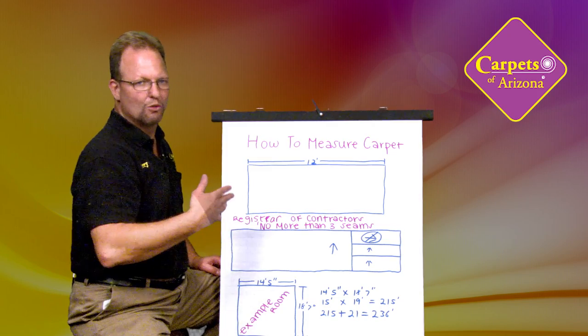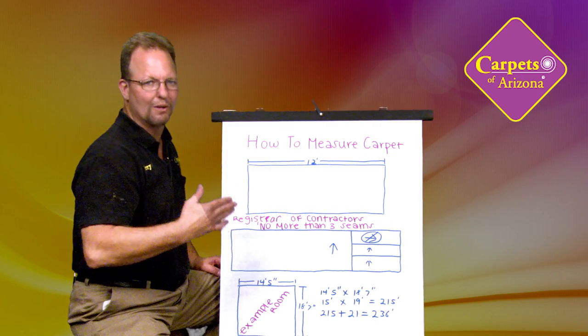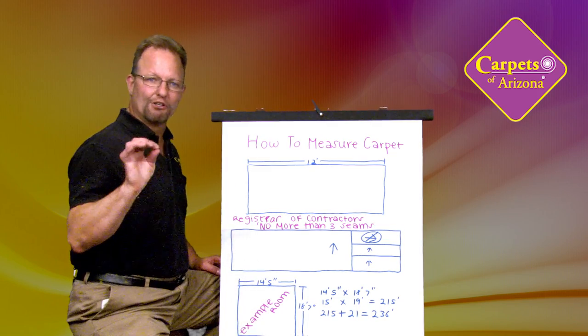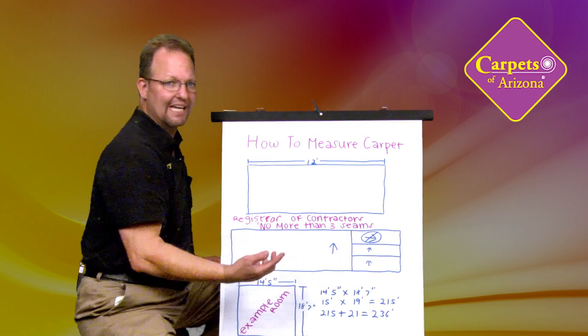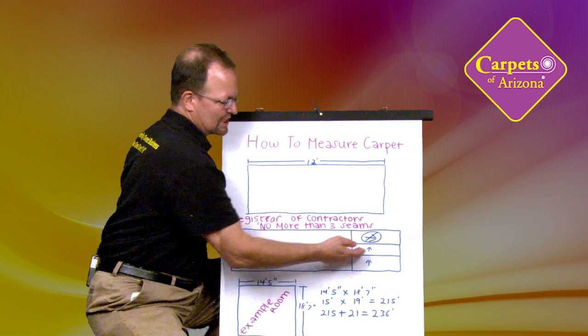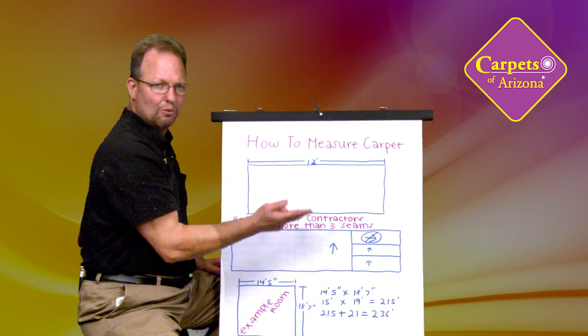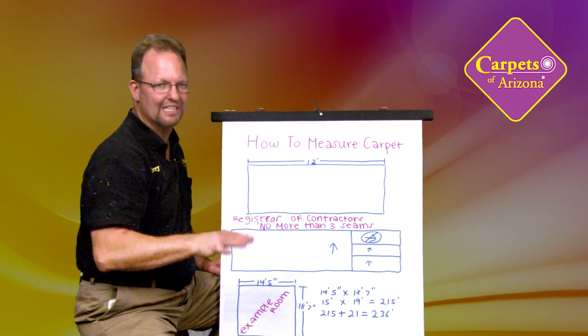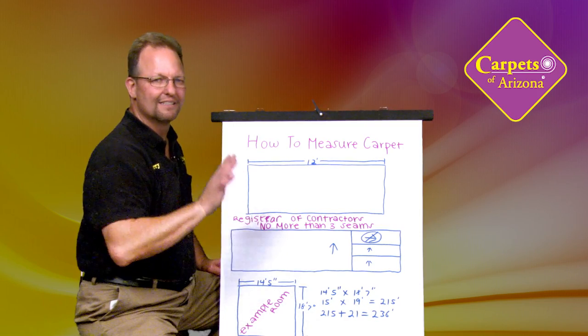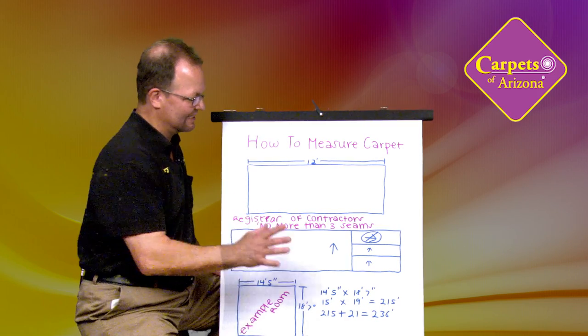And that's the other thing. We don't want to have a lot of seams in the room. We want to do your job right. If you're using a pattern carpet, you can only really put one seam in it. You can't have seams horizontally across here with a pattern carpet. I know it's a little confusing. Come into the showroom. Let us explain it to you better. But again, just to get an idea.